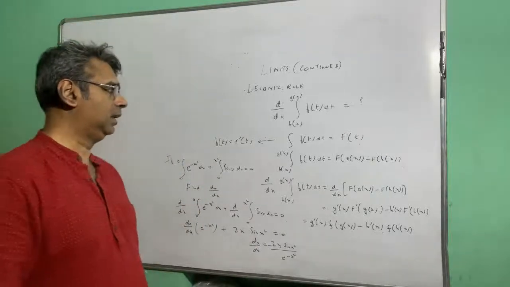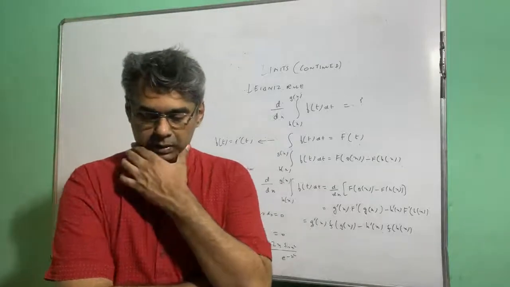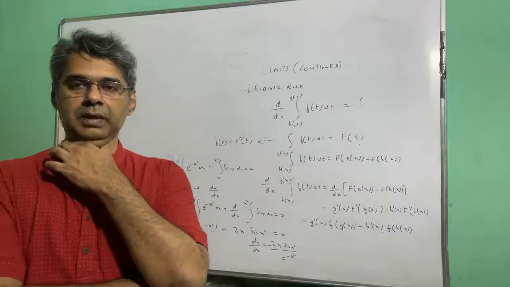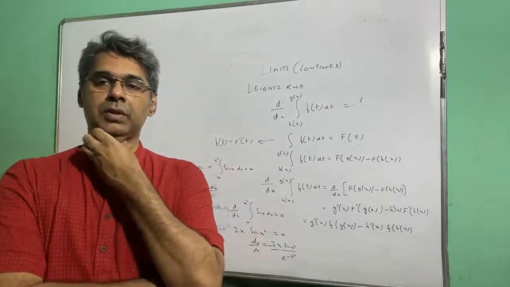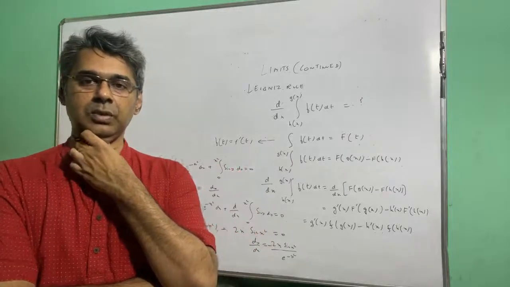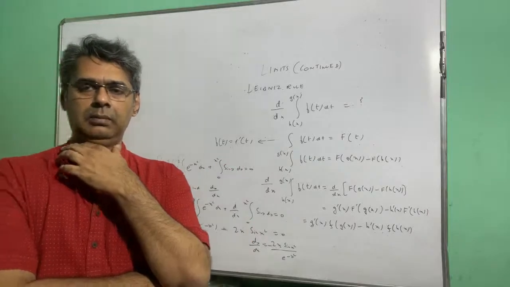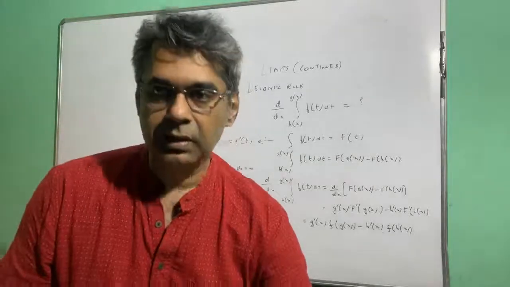So this is the technique called Leibniz rule, and Leibniz rule has a lot of relevance in solving limits, because you know that in limits we often use L'Hospital's rule. So Leibniz rule is very often used in the sums of L'Hospital's rule.